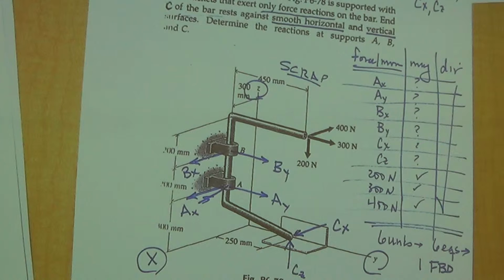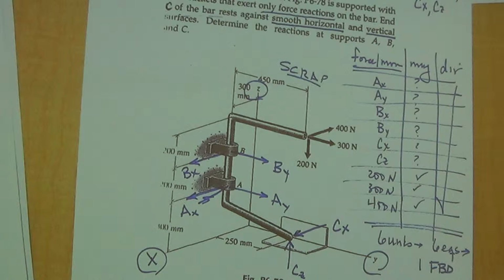Daniel, if we did sum of the forces in the x, how many unknowns would we have? 3. Sounds like a yucky equation, huh? Okay. Eugene, how about if we did sum of the forces in the y? How many unknowns do we have? 2 forces unknown. Again, not such a great equation. We have 2 unknowns in that equation. That's not such a great equation either.